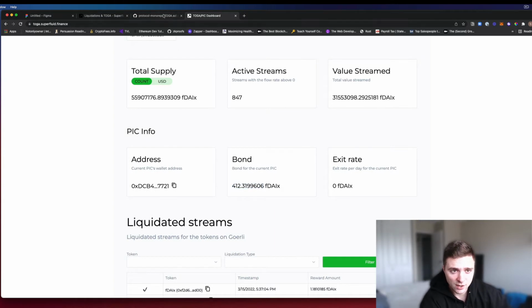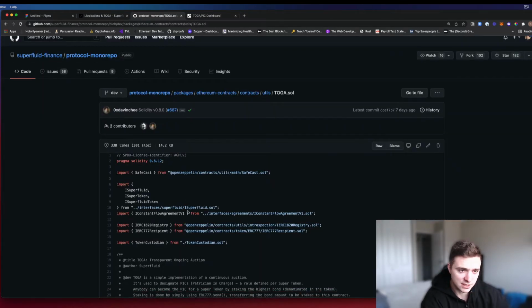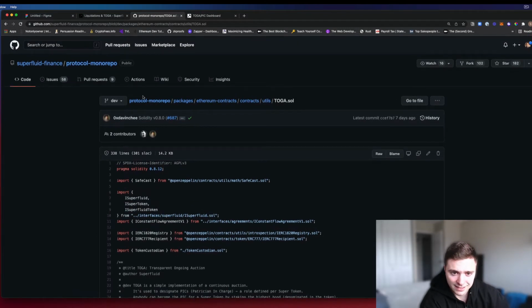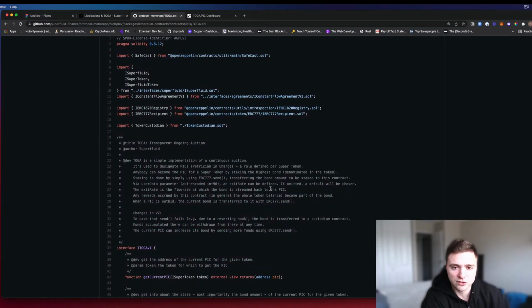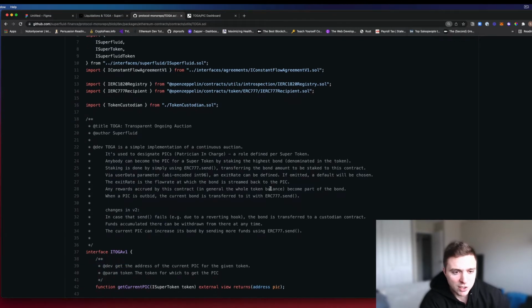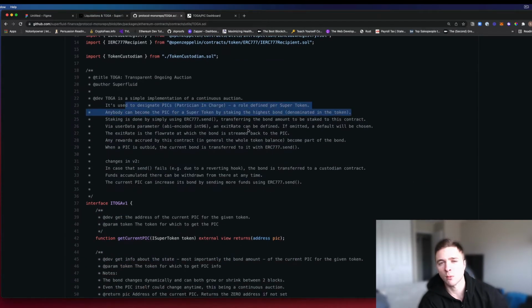So you can see here in this Toga contract, this is inside of our repo, right? It's in the Ethereum contracts package under contracts utils, right? Toga.sol. You can come in if you're technical and want to really understand how this works. You can come in and read the different comments here. I think it's quite well documented by our team.